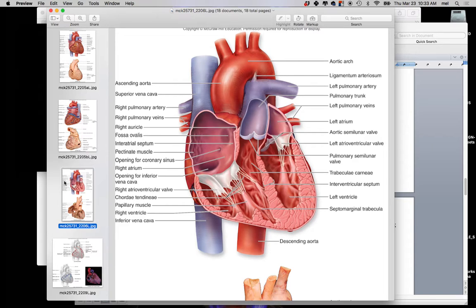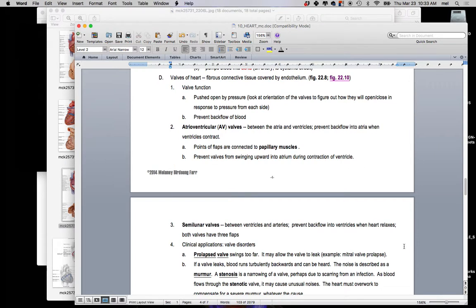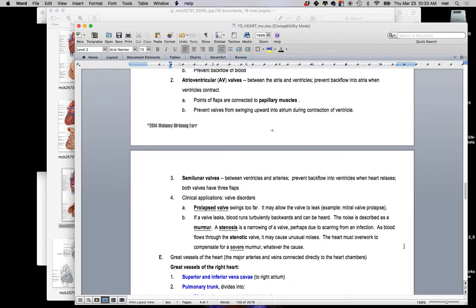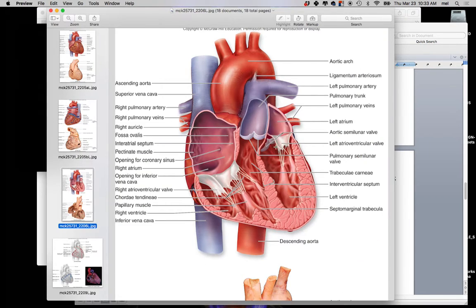Is that okay? Okay, so with that in mind, I want to talk about what happens when your valves are incompetent or do not behave in the way that they're supposed to, which definitely happens. With incompetent valves, there's a bunch of different valve disorders. I'm only going to talk about a couple of them. A prolapsed valve is one that swings too far. So of these pairs of valves, AV valves and semilunar valves, which of the pairs do you think is more likely to swing backwards? Any idea? Backwards in the opposite direction, as in, go past the close point so that it's open the other direction.